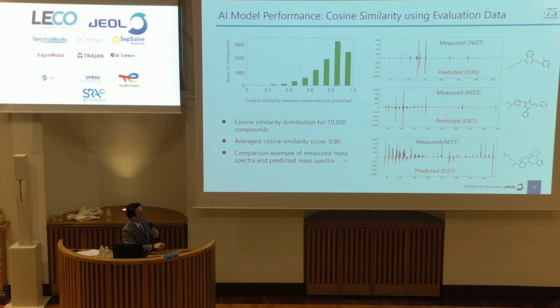And the medium one is almost the same as the averaged value. As you can see, the main fragment ions and the pattern are completely the same, but slightly different for the minor fragment ions, unfortunately. And the bottom one has a very low cosine similarity score because it has a very unique structure. So in that case, it is a little bit difficult to predict correctly. But again, we got an average score of 0.8 for 10,000 known compounds. So we have very big confidence in our AI model.